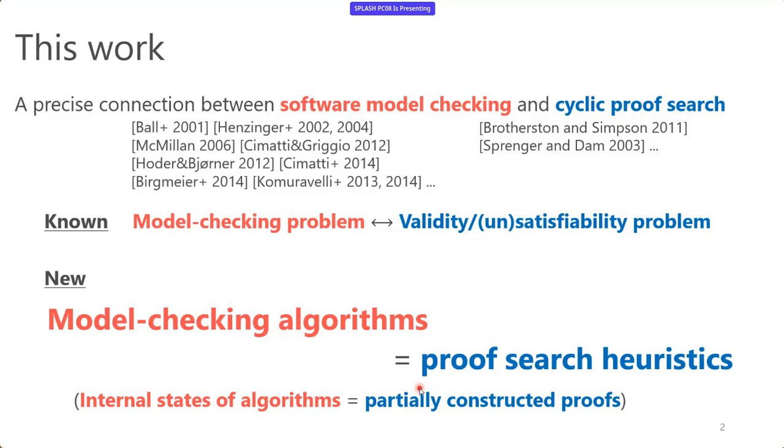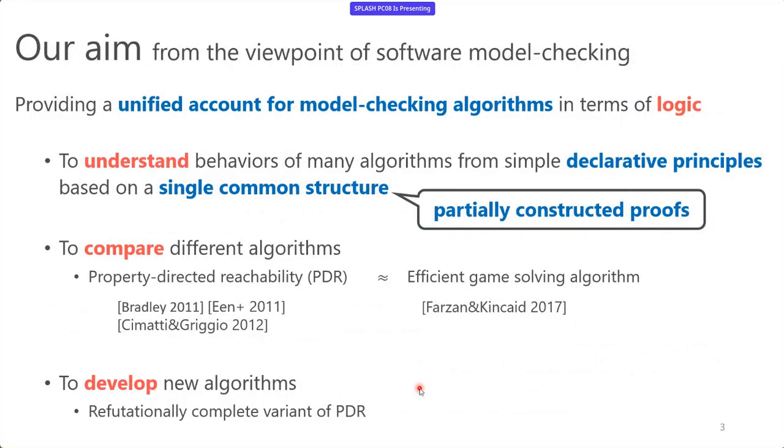But this work goes a step further to establish a connection between model checking algorithms and proof search heuristics for a non-standard proof system called a cyclic proof system, where internal states of algorithms are partially constructed proofs with open leaves to be discharged. And from the viewpoint of software model checking, our aim is to provide a unified account for model checking algorithms in terms of logic.